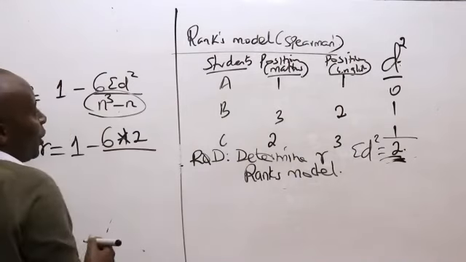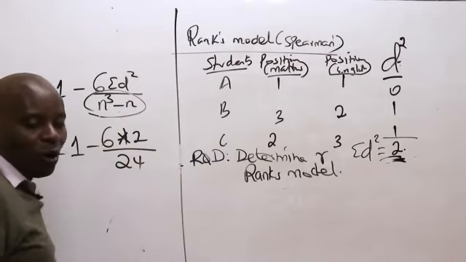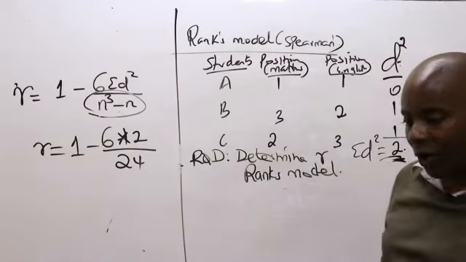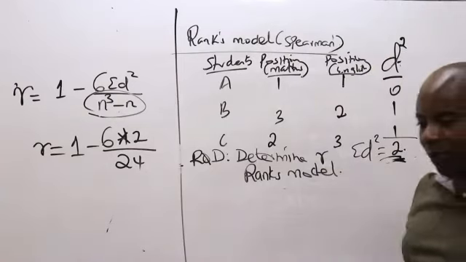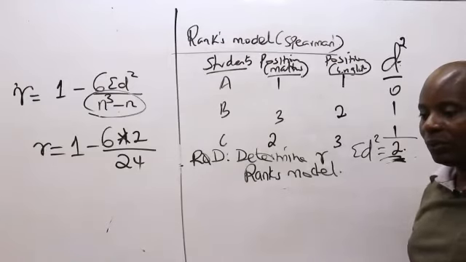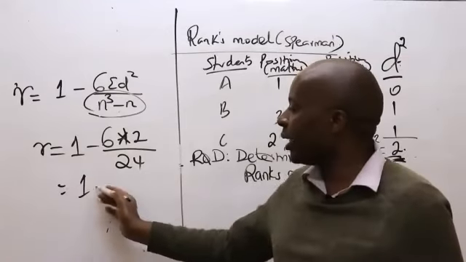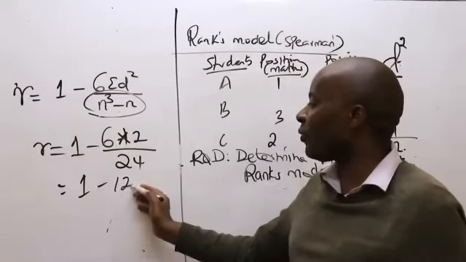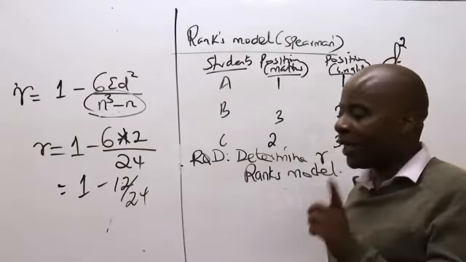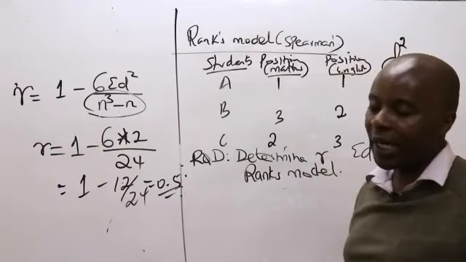All over this n cubed minus n, which you guys gave me a figure of 24. Therefore, this will be 1 minus 6 times 2, which gives me 12, all over 24. 12 over 24 is 0.5. 1 minus 0.5 gives me 0.5, and that is the answer.